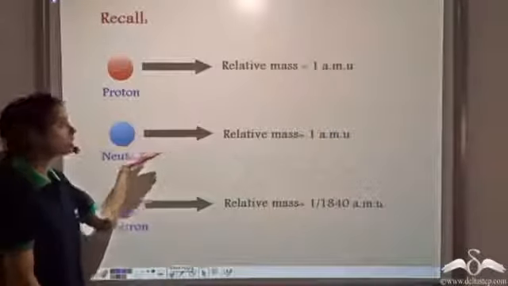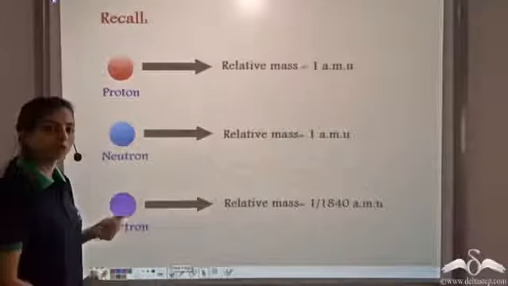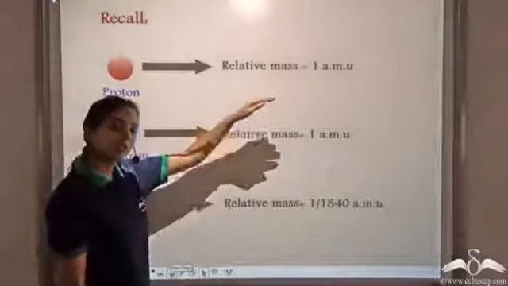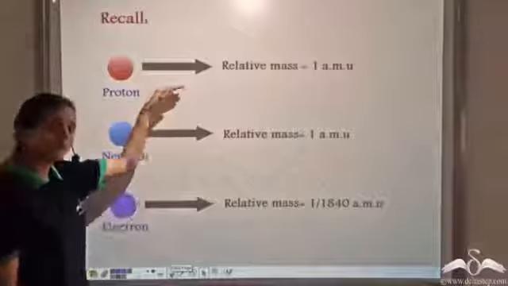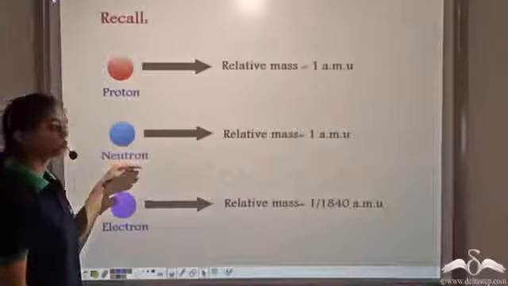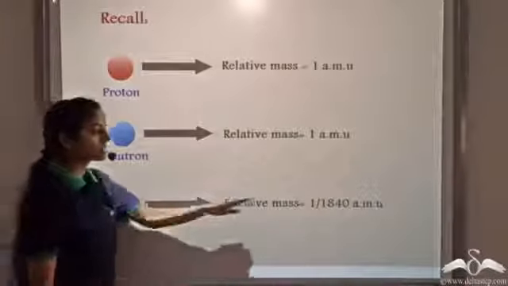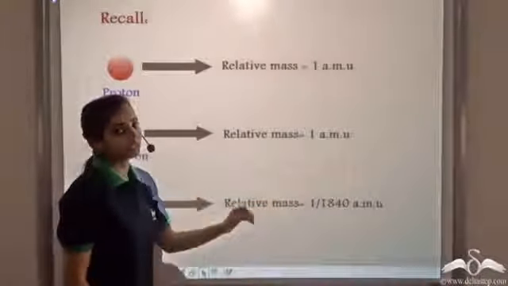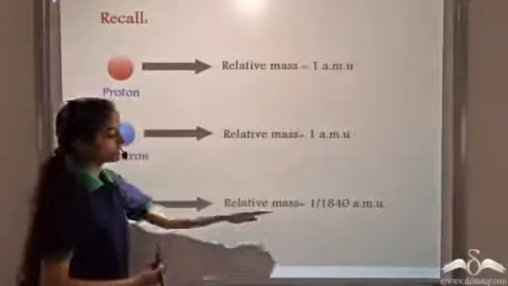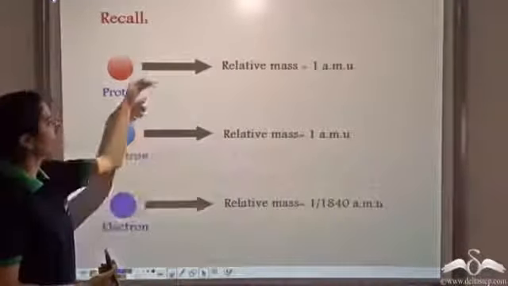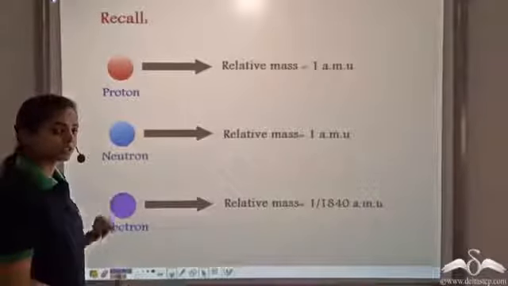Again, let's recall the masses of the three subatomic particles. So the mass of proton is taken to be 1 atomic mass unit. So with respect to the mass of proton, the mass of neutron is also 1 atomic mass unit. And the mass of electron is 1 divided by 1840 atomic mass unit. So here we see that the mass of electron is much less as compared to the mass of proton or the mass of neutron.